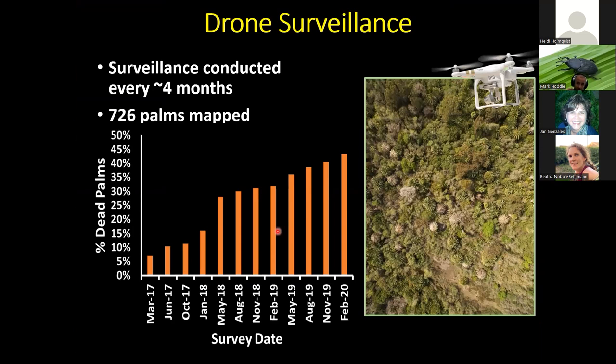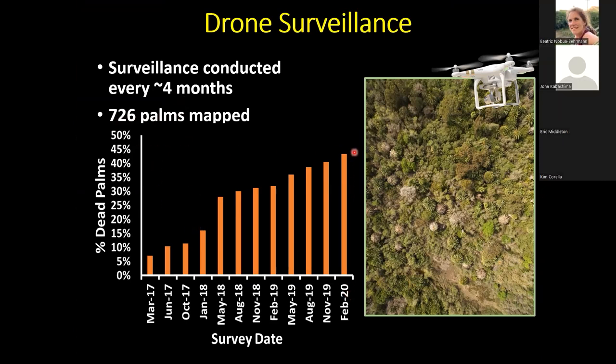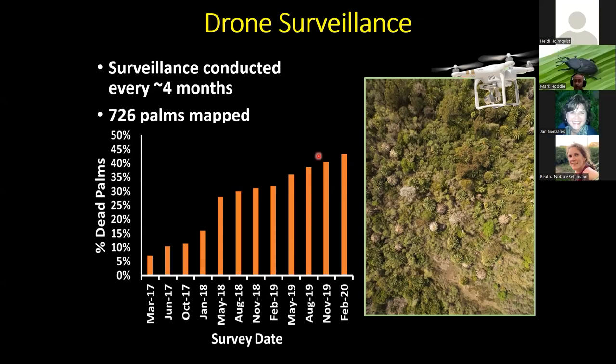The data had not been updated for the last couple of years. The drone has been flown, but it has amassed so much data that we haven't had time to basically process it all. We have followed 726 palms that have been mapped. Every 4 months, the drone flies. And you can see up to a couple of years ago, we were at about 45% mortality of those palms. That number is probably closer to 60% now.